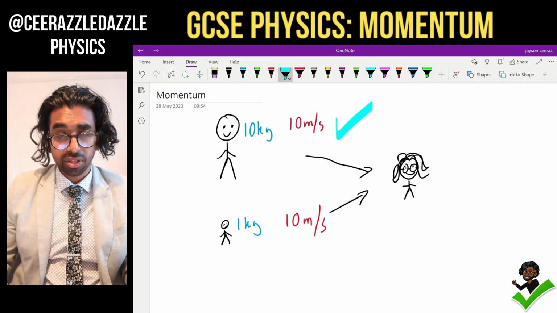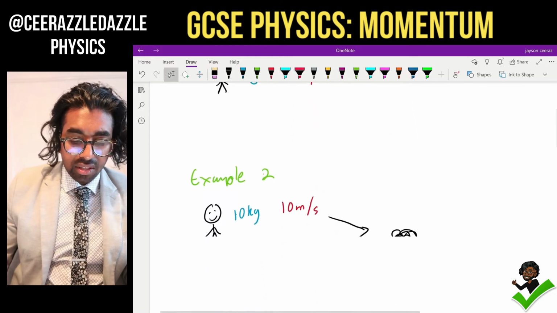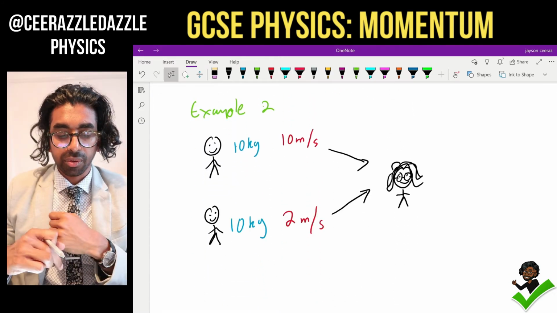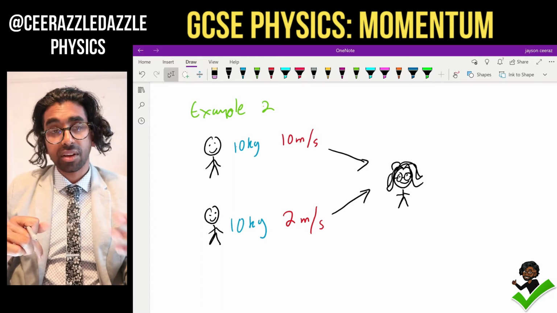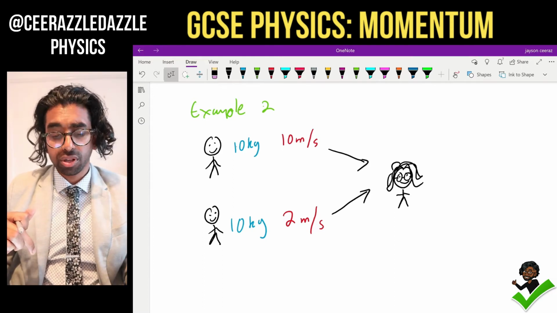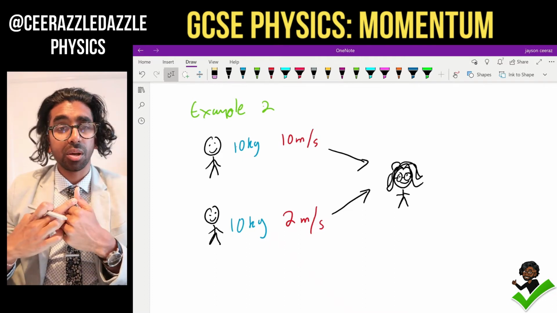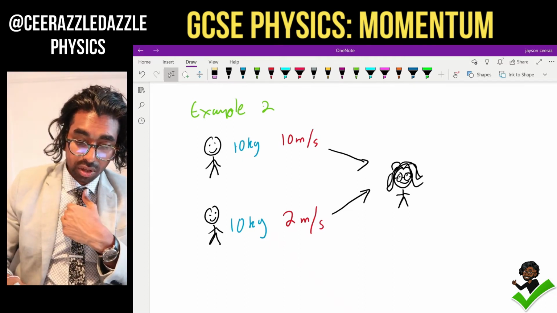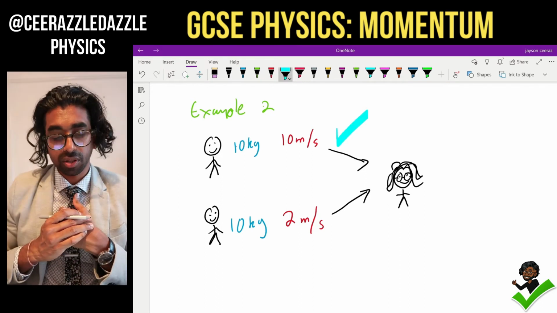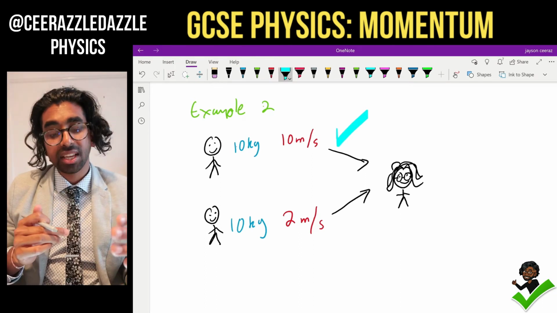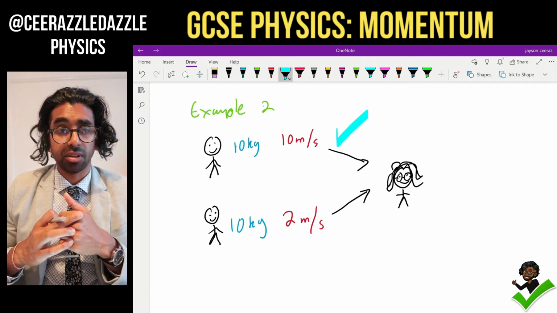Right, what about the following scenario then? Let's say example number 2. Now both the people have the same mass, but they're running at two different velocities. When they both collide with me, which one do you think is going to hurt me the most? Well, we know that the top one will. Why? Because although they have the same mass, this one is also moving faster.